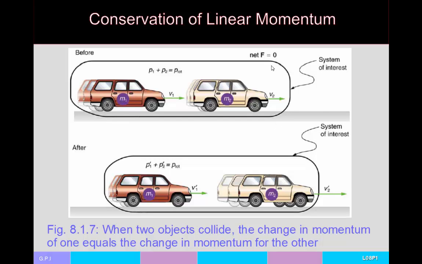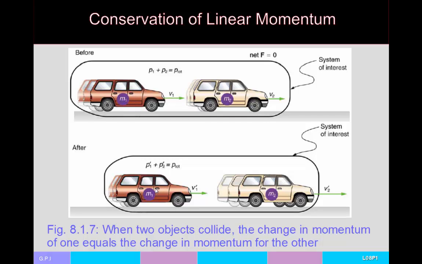And so as long as you have a system of interest which includes only these two objects and there's no net external forces, then the change in momentum for the first object and the change in momentum for the second object will be of equal magnitude in opposite directions. So this diagram is actually showing that. Here is the first vehicle. It's crashing into the second vehicle. Initially, this first vehicle is moving at a faster speed than the second one. They're moving in the same direction.